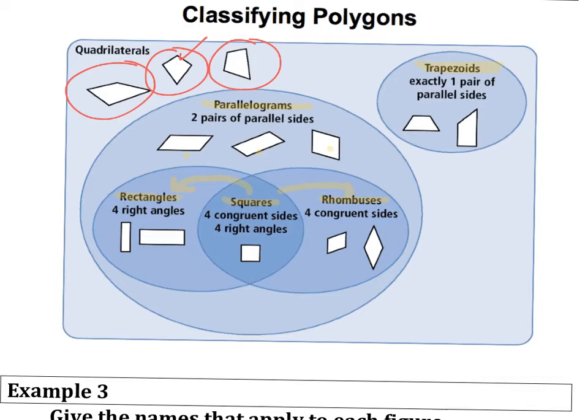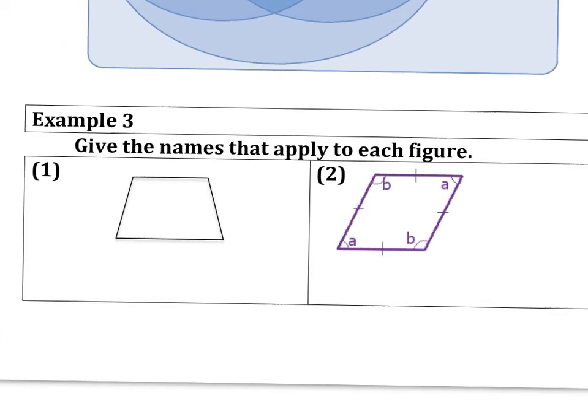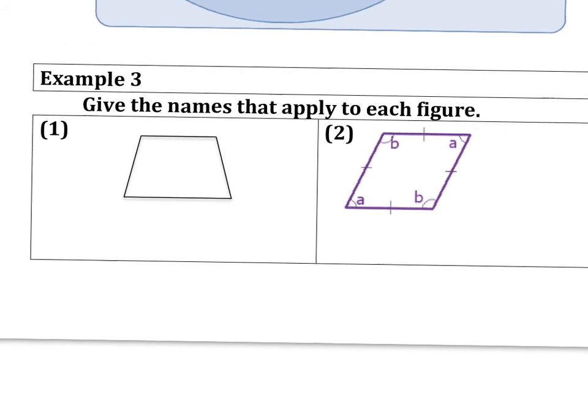Okay, next we'll practice classifying. So you want to take a look at the figure. Because it says give the name that applies to the figure, we want to probably start with the most broad name that we can think of. So when I look at this one, I know it's a polygon based on the definition we learned earlier, because it is a closed plane figure comprised of two or more segments. So it is a polygon.